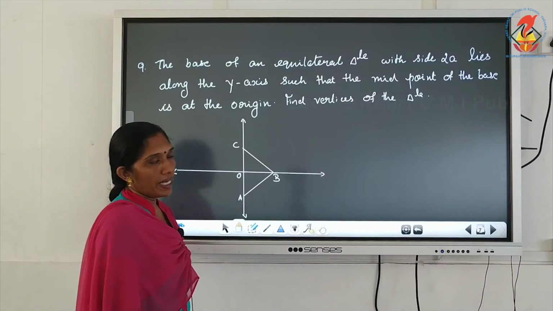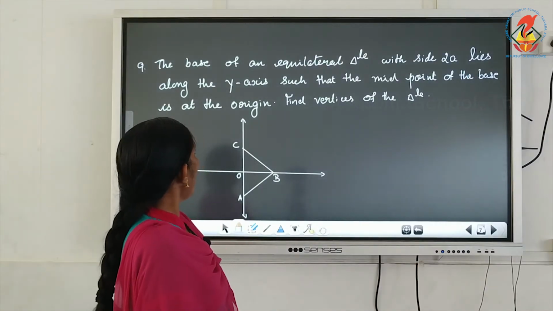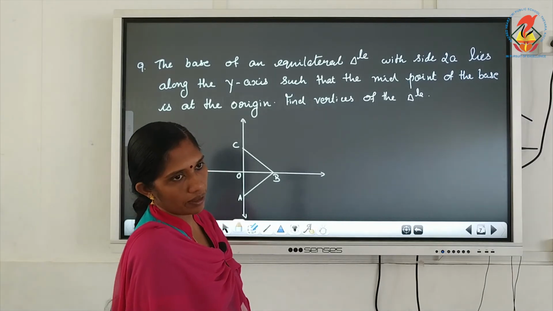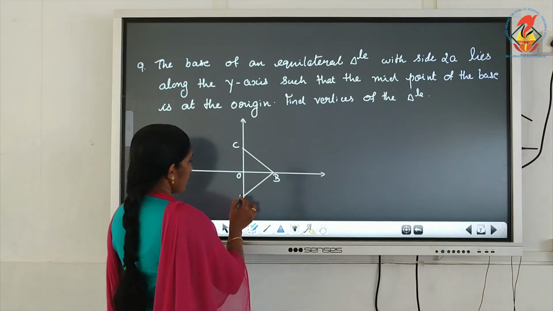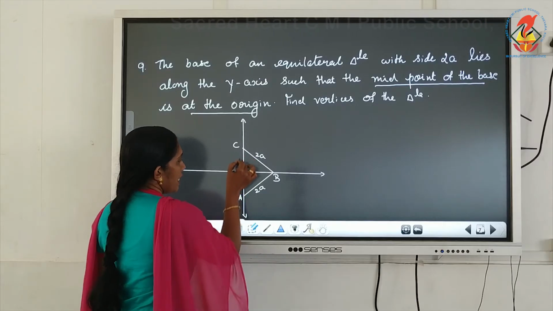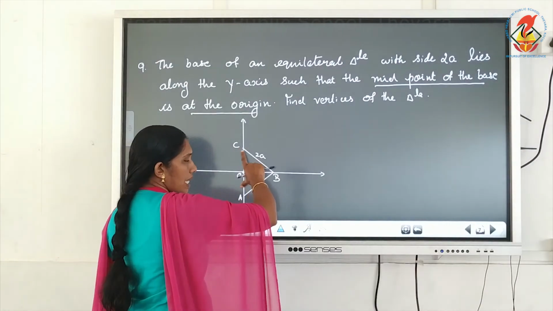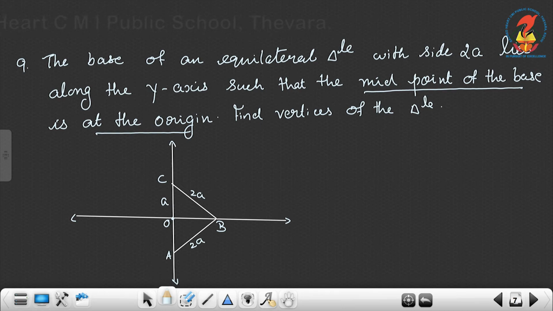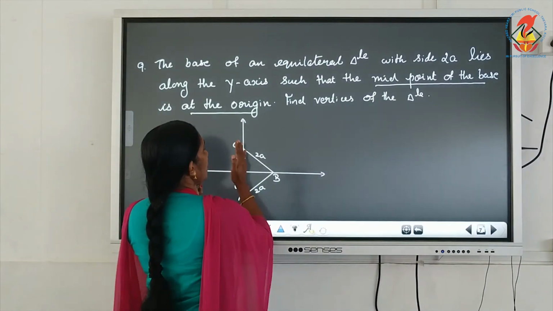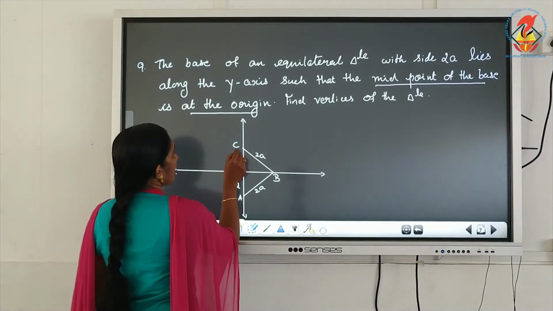Now the next one. The base of an equilateral triangle with side 2a lies along the y-axis such that the midpoint of the base is at the origin. Find the vertices of the triangle. So, an equilateral triangle with side 2a. Here ABC is the equilateral triangle with side 2a. All sides are equal. And the base lies along the y-axis, such that the midpoint of the base is the origin. So for AC, the midpoint is at the origin. The side is 2a, that means OC is a and OA is also a, then only the base is 2a. All sides are equal. Clear? Along the y-axis, either you can draw to this side or this side. Both are correct. Okay. You can draw like this also.